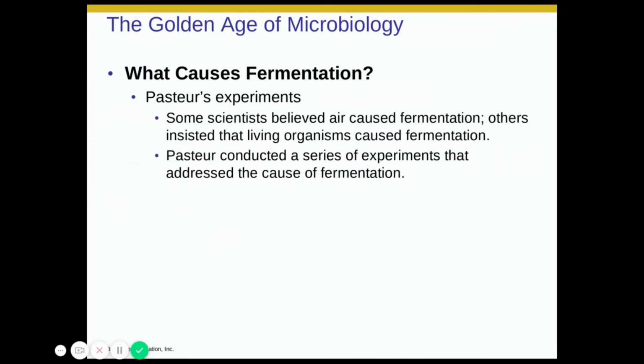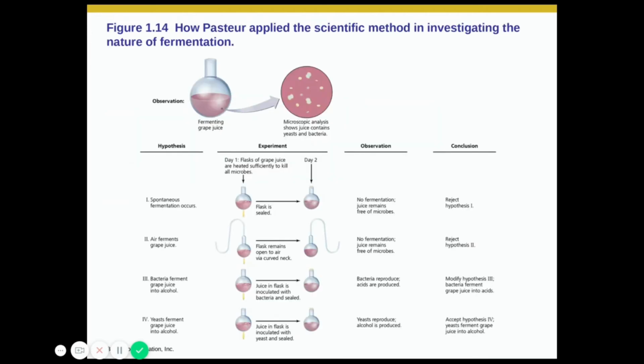Well, he did multiple experiments to basically nail down what was the causative agent of fermentation. Like, what caused fermentation? Was it yeast? Was it bacteria? Was it air? Right? So now here's his experiments. We had some fermented grape juice, and he noticed that there were some microbes within that fermented grape juice. What he saw was there was both yeast and bacteria.